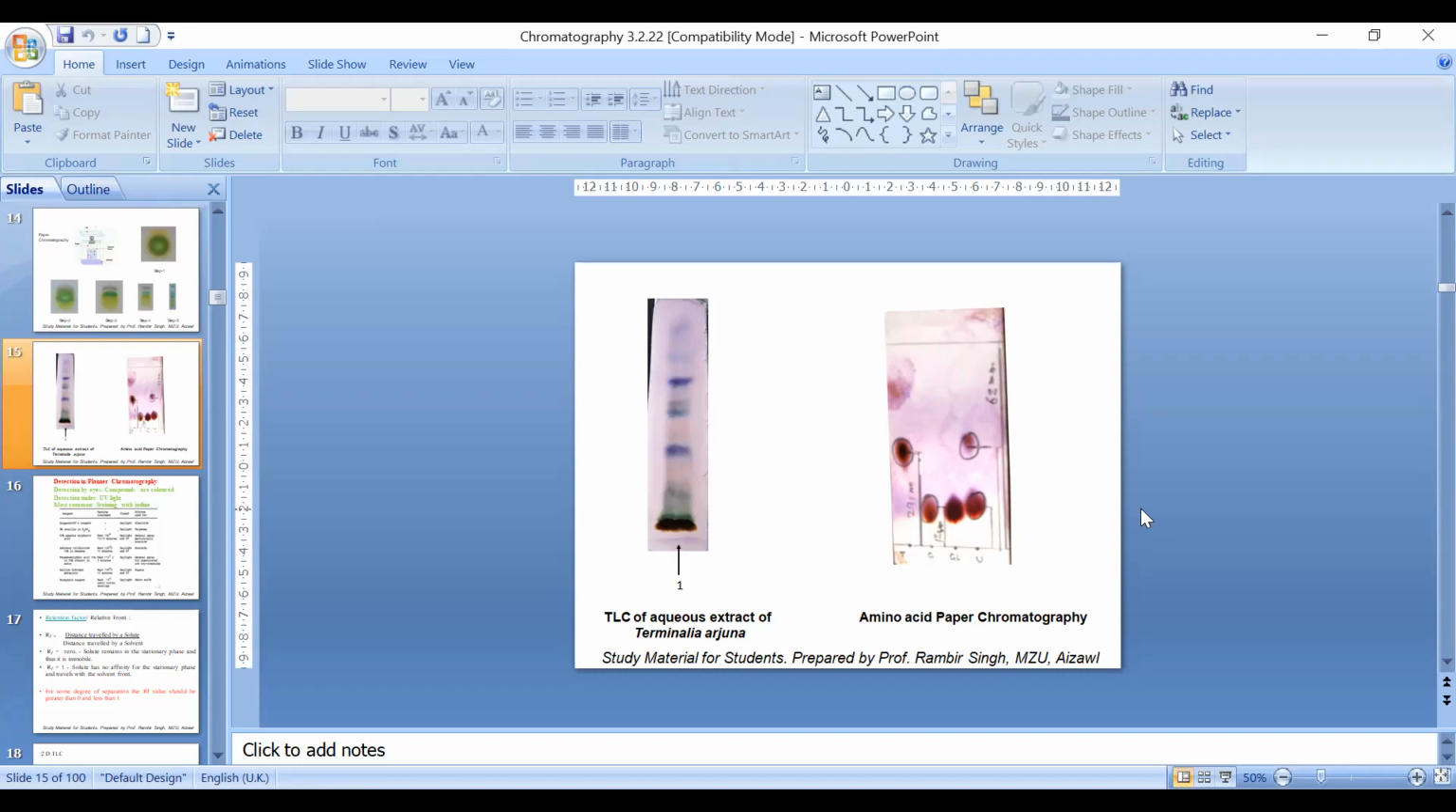And this concept in chromatography is known as differential migration. It is the basic concept of separation. If there is no differential migration, there will not be separation.